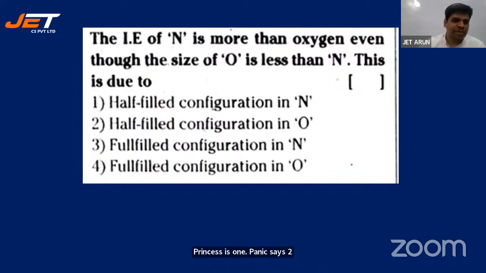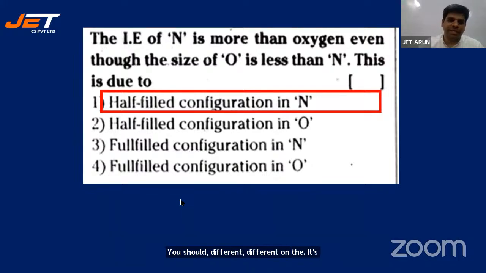Okay. This needs a little thought. It's a little bit different from usual, so there are more chances of forgetting. It's half-filled configuration in N. Nitrogen's configuration is half-filled. So that is the reason why ionization energy of nitrogen is more than that of oxygen, even though the size of oxygen is less than nitrogen. All right. So please correct yourself. Learn it, at least note it down, or otherwise go to the YouTube channel and revise once again. All right.